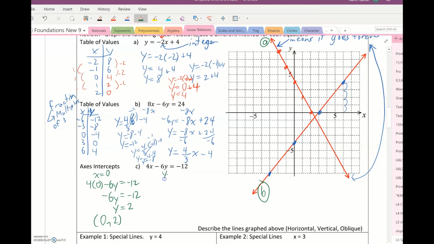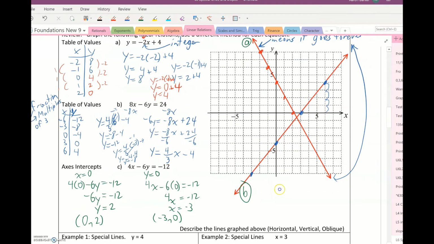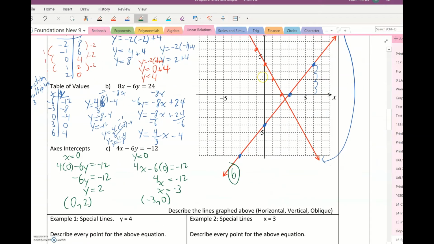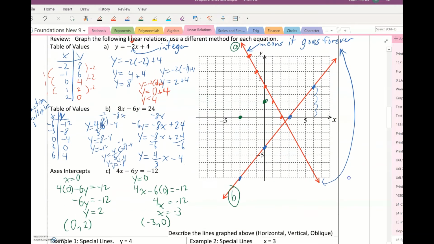And then I substitute in y equals 0 to find my other intercept. So I get 4 times x minus 6 times 0 equals negative 12. So that becomes 4x equals negative 12 and x equals negative 3. So this would be a (negative 3, 0) value. Okay, so now I go and I plot them. So I get (0, positive 2), and I get (negative 3, 0), and now I can make this line C.